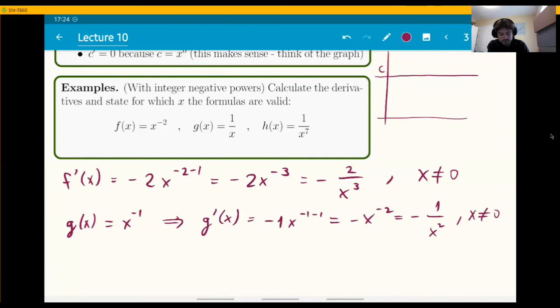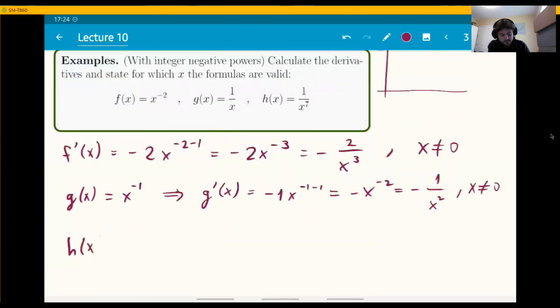Finally, the last one, 1 over x to the 7. First, you have to rewrite the function as x to the minus 7. That's what the function is. Then you can say that the derivative, according to the power rule, is minus 7x to the minus 8. How did I get minus 8? It's the original exponent minus 1. That's always the case. And you might also want to rewrite this function as minus 7 over x to the 8.